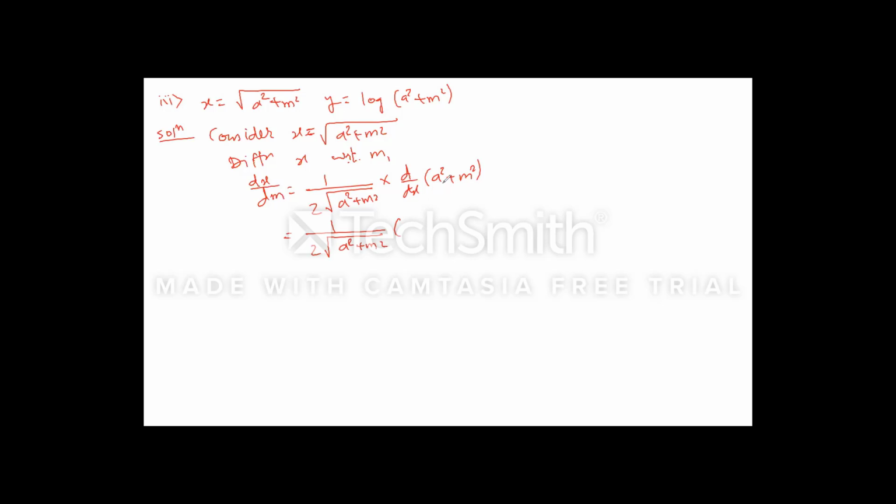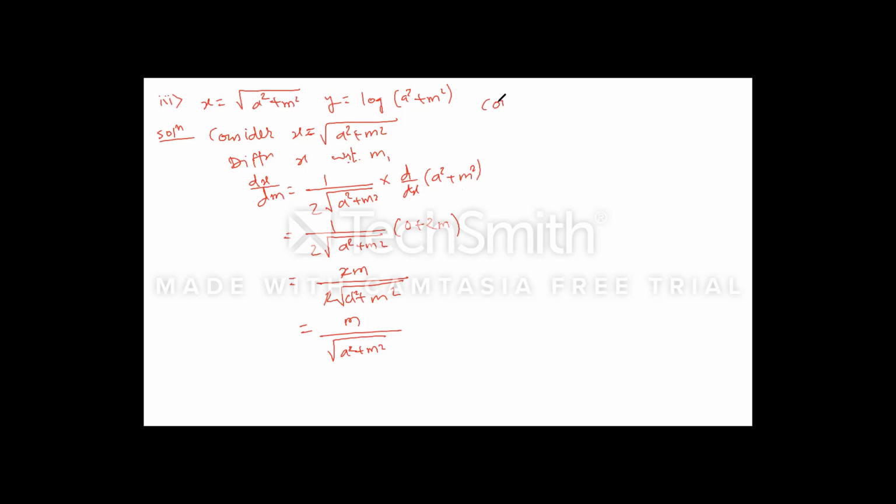The derivative of a square, that is constant, is 0, and the derivative of m square is twice m. So it becomes twice m upon 2 under root a square plus m square. This 2 cancels here. So dx by dm is m upon root a square plus m square.